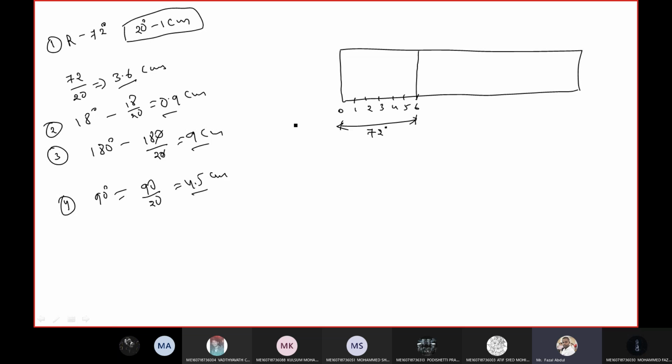Now the question is what type of motion we need to construct here, because we have the four types of displacement motions. What are those? Uniform velocity, simple harmonic motion, uniform acceleration and retardation, and cycloidal motion. Among the four, which one do we need to construct here?